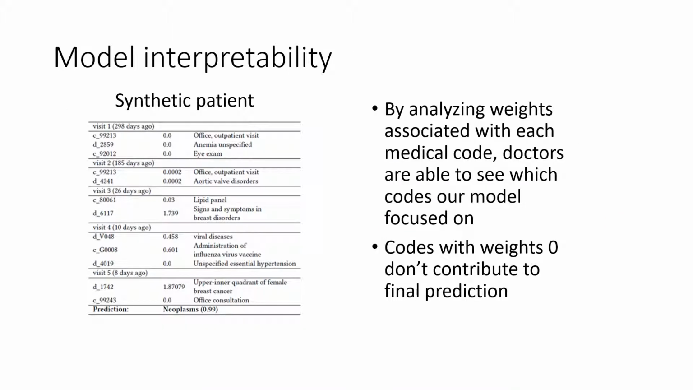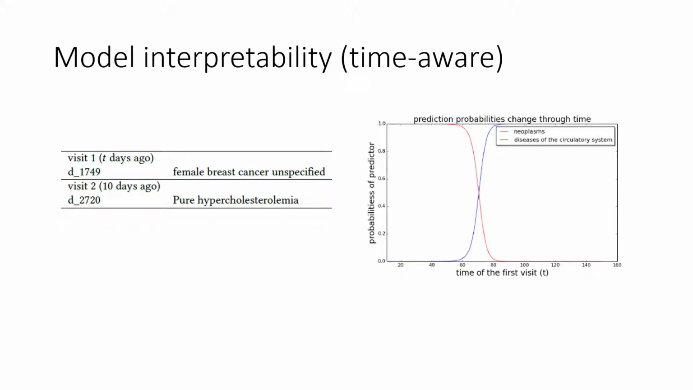Our model could provide interpretability by analyzing the weights associated with each medical code. Doctors are able to see which codes our model focused on. Here we see many codes have zero weights. Those codes with weight 0 do not contribute to the final prediction since they do not have information flow into the network. Our model is also time-aware.